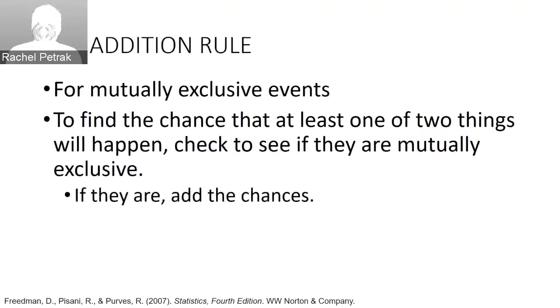For more details on when to add, the addition rule is specifically for mutually exclusive events. So if you want to find the chance that at least one of two things will happen, first, check to make sure that the events under consideration are actually mutually exclusive. If they are, then you can go ahead and add the chances.